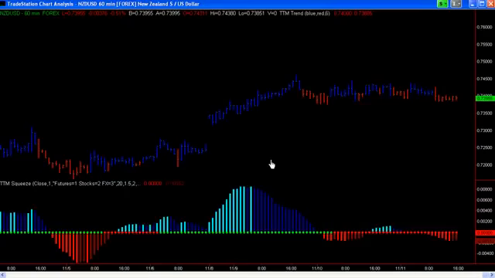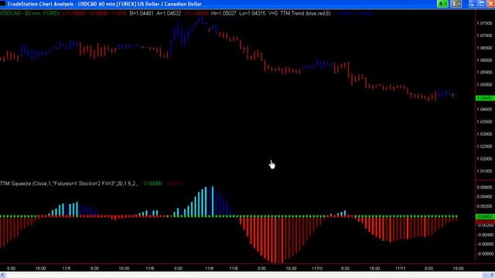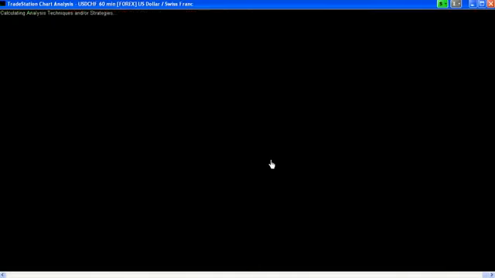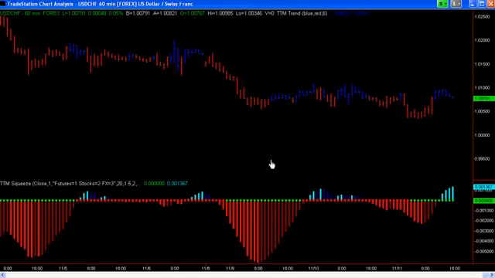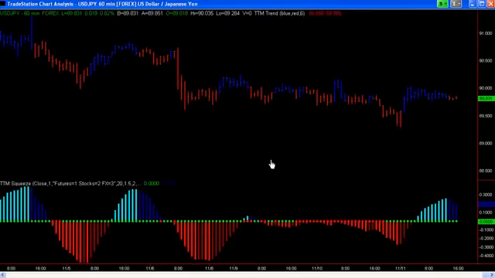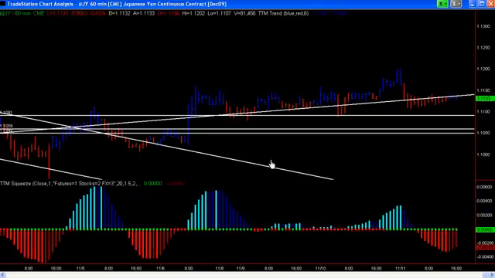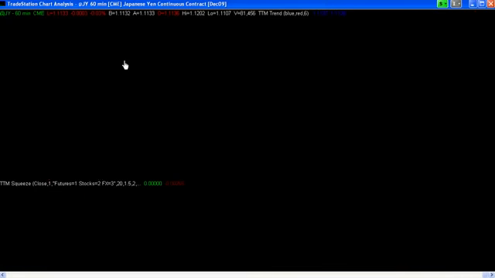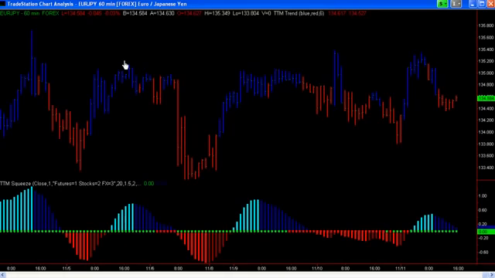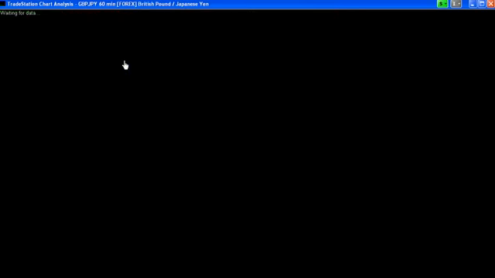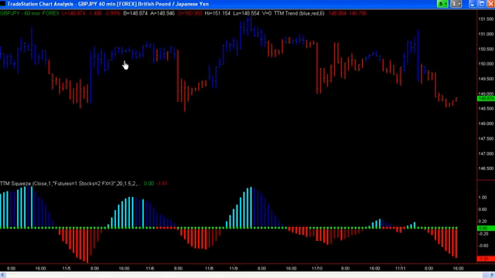Let's look at CAD on cash. No squeeze there. Let's look at Swissy on cash. No squeeze there. And let's look at yen on cash. Nothing there. I actually like to look at the futures too, just to see, and nothing there. I've got a lot of lines there, but no setup. All right, let's look at some of the crosses. Euro yen, nothing setting up there. Sterling yen, nothing setting up there.